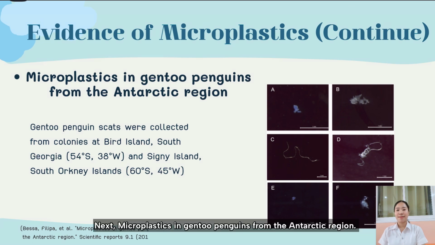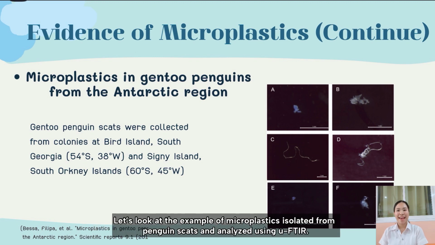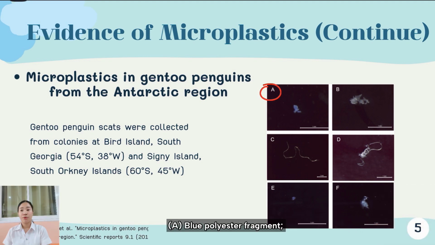Next, microplastics in Gentoo penguins from the Antarctic region. Let's look at the example of microplastics isolated from penguin scats and analyzed using uFTIR. A. Blue polyether fragment. B. Transparent polyethylene film. C. Transparent polyacrylonitrile fiber. D. Mixed polyether fibers. E. Blue polyacrylate fragment. And F. Transparent rayon film.